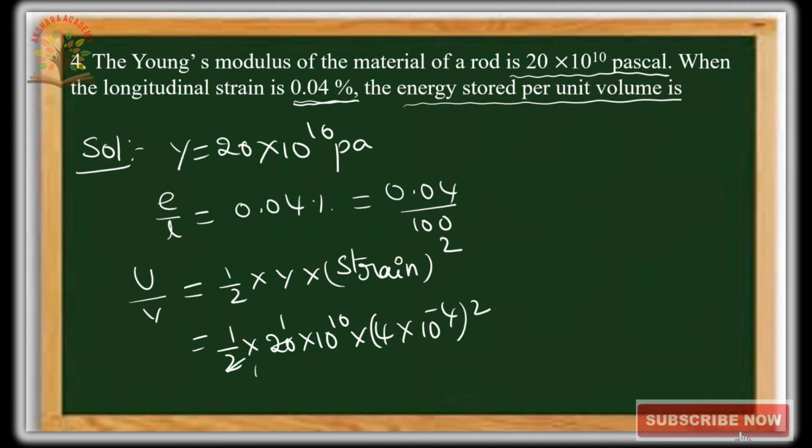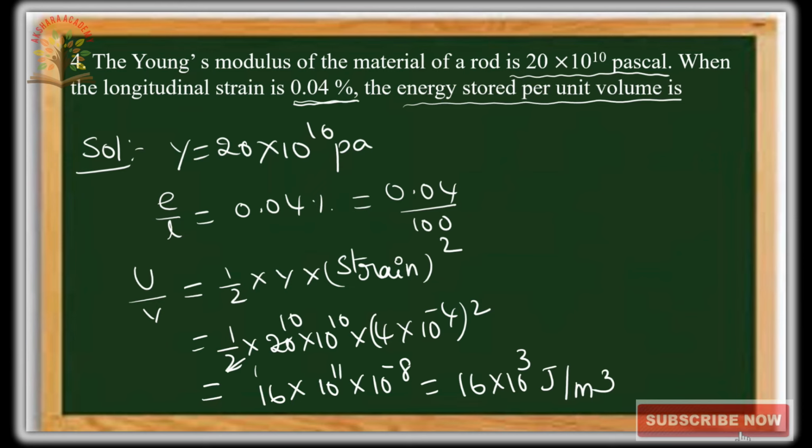So 2 ones are 2, 2 tens, that is equal to 10, into here 4 square, nothing but 16. So 16 into 10 to the power of 11 into 10 to the power of minus 8. So finally energy stored per unit volume is 16 into 10 cube joule per meter cube. So the final answer is energy stored per unit volume U by V is equal to 16 into 10 cube joule per meter cube.